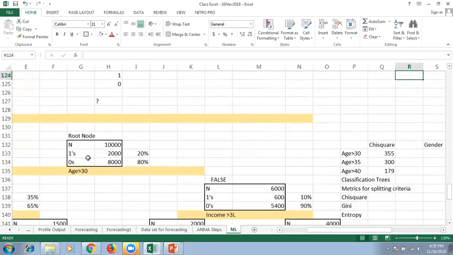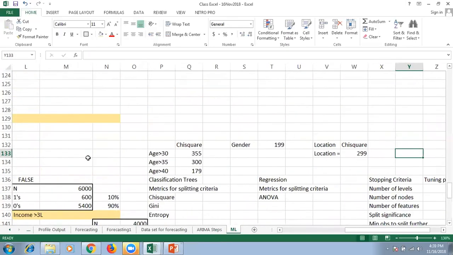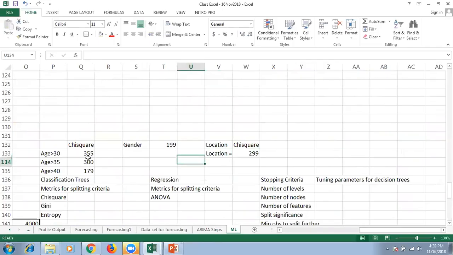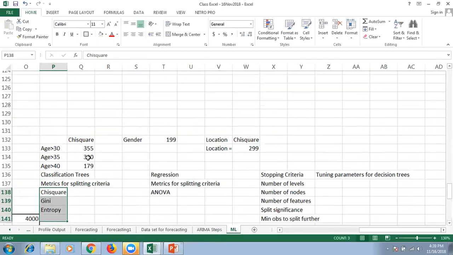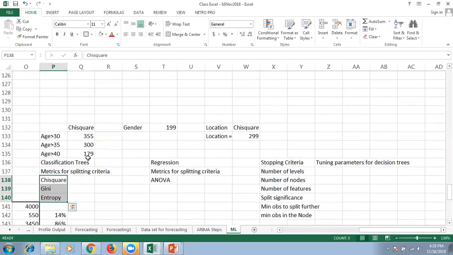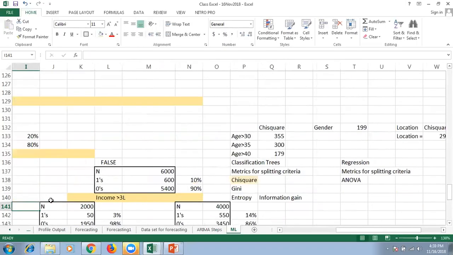Perfect. So now I was explaining the different metrics, the splitting criteria. What are the splitting criteria which I discussed? Of course, chi-square, I already mentioned how chi-square will be calculated. Correct? And now let's understand the Gini and entropy and information value, information gain, we call it. So let me explain that.